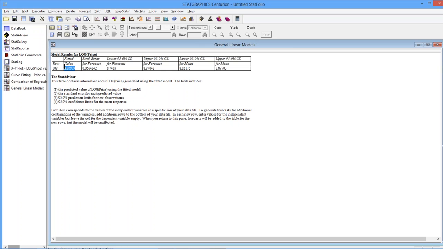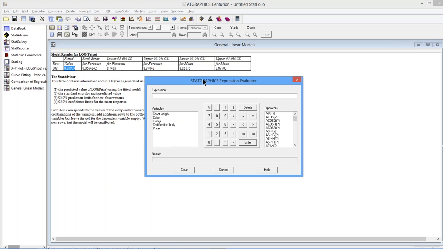Now, if I want to make it real dollars, I can take that particular field, hit Control C to copy that to the clipboard, go up to the main toolbar in Statgraphics, and push my little calculator button. And then if I type in EXP, open parens, paste in that value, close parens, and push enter, you see the inverse transformation of the prediction. So we predict for that particular diamond a price of 7,040 Singapore dollars. Okay, the prices of this particular data were in Singapore dollars, 7,040. Okay, so there you see an example of using the model for prediction.